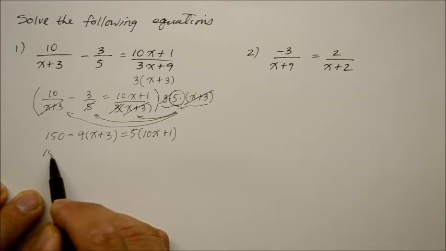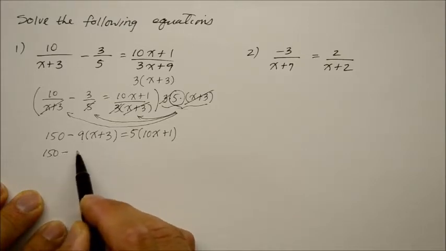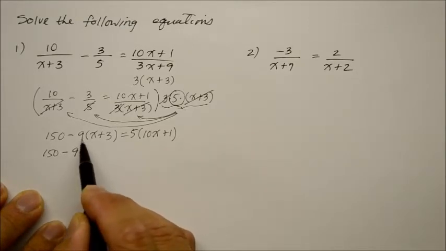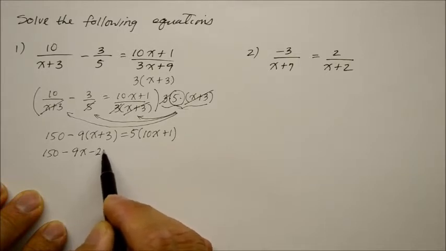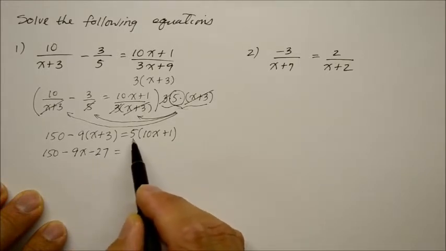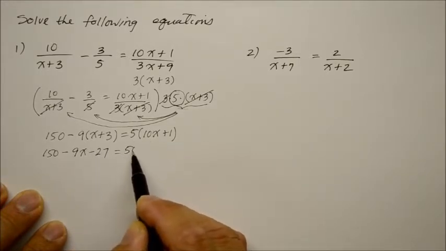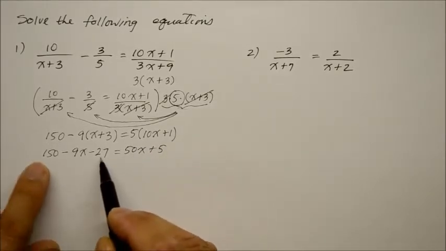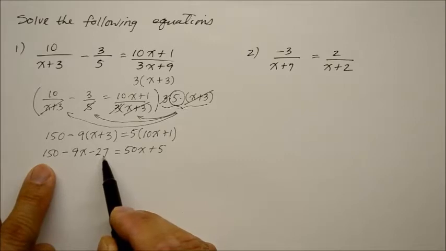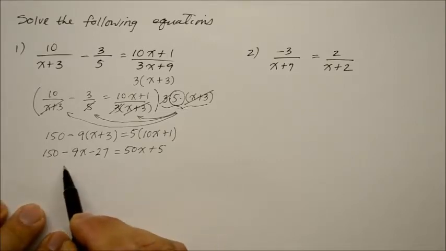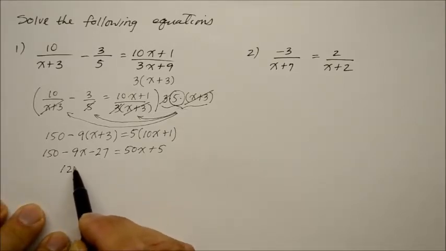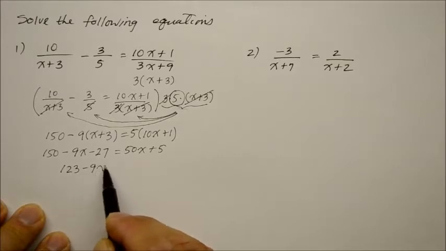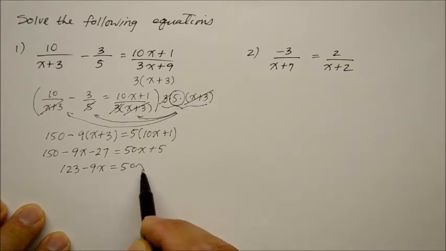We have 150 minus 9 times x is 9x. Negative 9 times 3 is negative 27. On the right side, 5 times 10x is 50x. 5 times 1 is 5. And let's go and combine the like terms. 150 minus 27 gives me 123 minus the 9x. And let's put everything together.